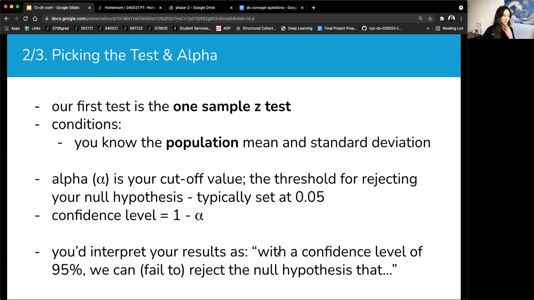Another way of saying this is with a confidence level of 95%, we can reject or fail to reject the null hypothesis that blah, blah, blah. So interchangeable terms, kind of, just remember one is 1 minus, but alpha is typically set at 0.05. We'll take a look and see later. If you have a smaller alpha, it makes it harder to confirm that there is an impact of tutoring. We'll take a look at that in a little bit. So that's step 2 and 3. Questions here? We haven't even conducted the test yet. We're just setting everything up.